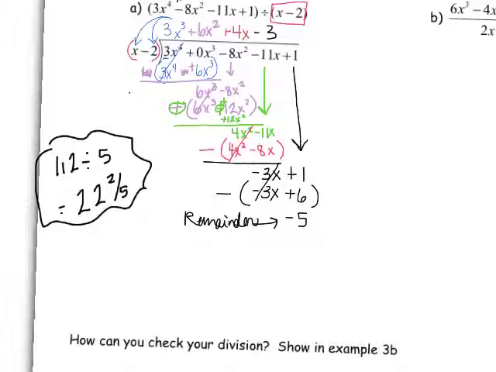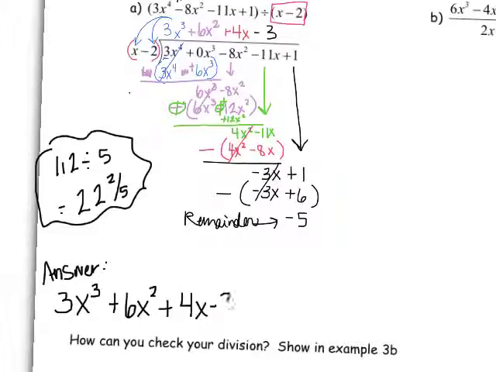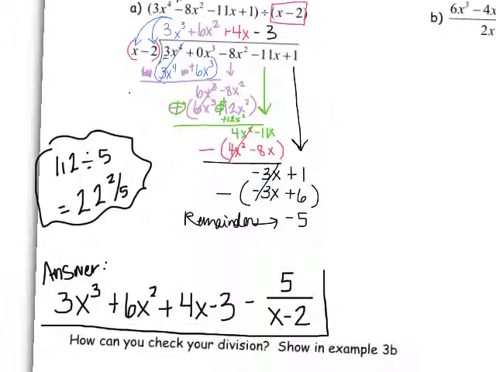So this is going to be 3x cubed plus 6x squared plus 4x minus 3, and then minus, the reason I'm doing minus is because it's negative 5 as a remainder. So I put the negative as a minus, and then 5 over x minus 2. Okay? All right, let's go on to the next example.